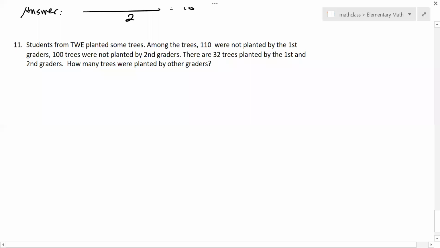Students from TWE planted some trees. Among the trees, 100 were not planted by the first grade. And 100 trees were not planted by the second graders. There are 32 trees planted by the first grade and the second grade together. How many trees were planted by other students?